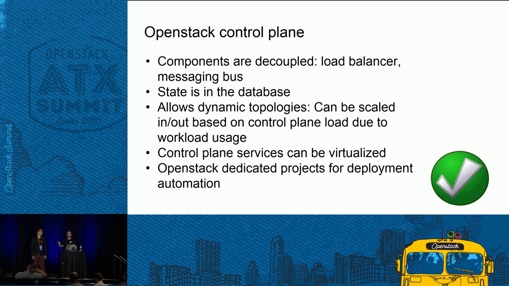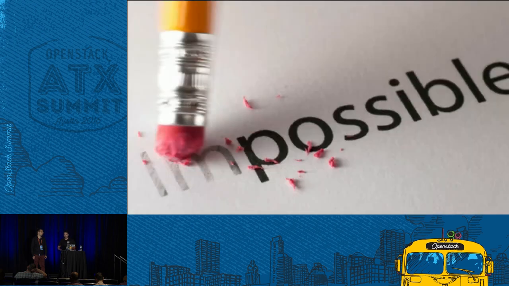And you have dedicated projects to automate the deployment of the services. So that means that the OpenStack control plane can be managed as code, and you can plug it into the CI/CD. Given that, OpenStack has been developed following the modern application methodologies. So this is exactly what we were looking for.